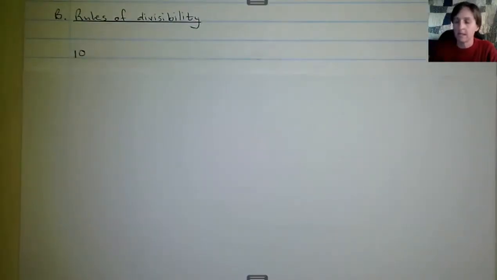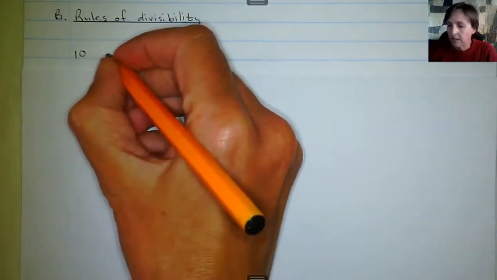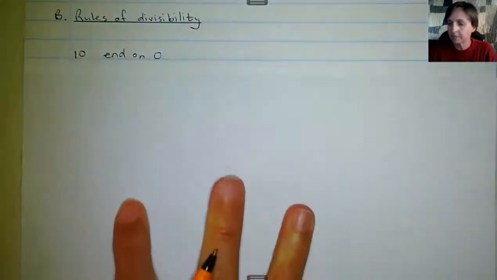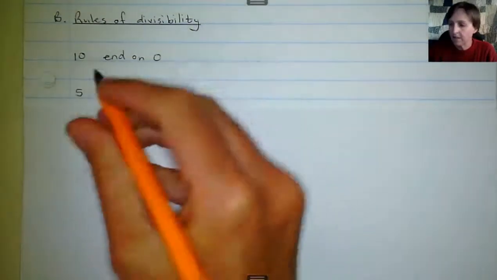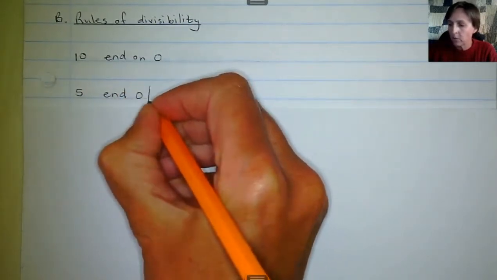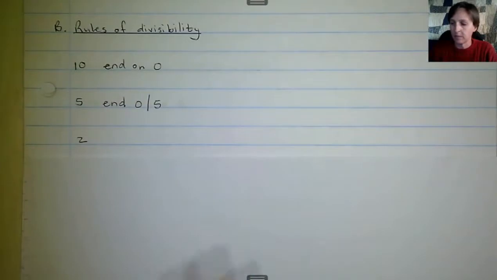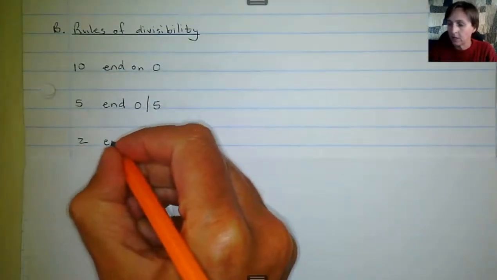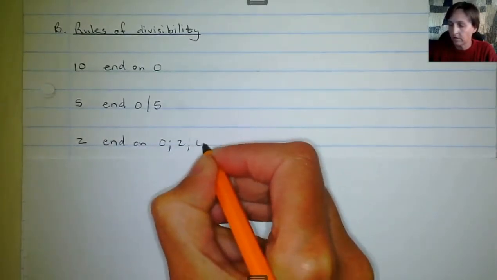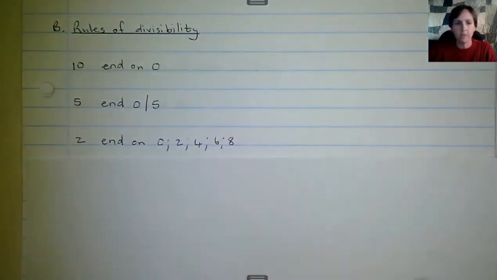So the first one we're going to have a look at is 10. For a number to be divisible by 10, it has to end on a 0. So any number that ends on a 0 is divisible by 10. For a number to be divisible by 5, the whole big number, doesn't matter how big it is, has to either end on a 0 or a 5. If we have a look at a number that is divisible by 2, it has to end on an even number. So that means it has to end on either a 0, 2, 4, 6, or an 8. Any number that ends on any of those numbers is divisible by 2.